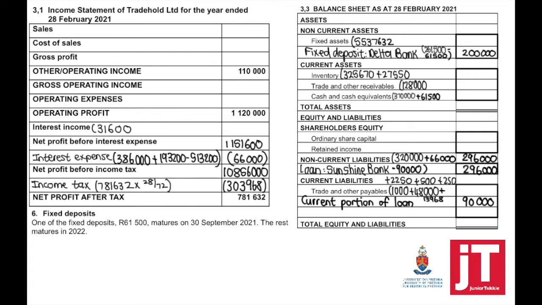And if I look now on the income statement, they didn't say anything about interest that must be calculated on the fixed deposit. And secondly, they provided to you the operating profit, and you've calculated the net profit before interest expense, which means the difference is my interest income, which is exactly the same as the figure from the pre-adjustment trial balance, 31,600.